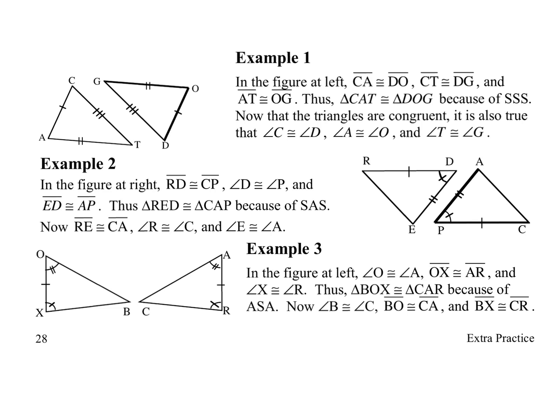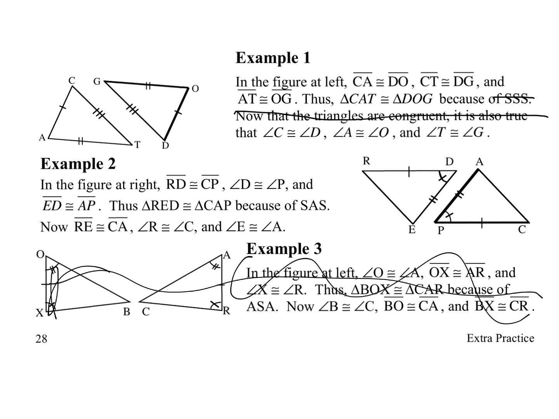We're not going to worry about SSS yet, because that'll come in a later tutorial. But we also know now that angle C is congruent to angle D. Angle A is congruent to angle O, and angle T is congruent to angle G. Okay, next triangle. It's the figure to the right now. We're actually not going to do number 3, so we'll cross that out.